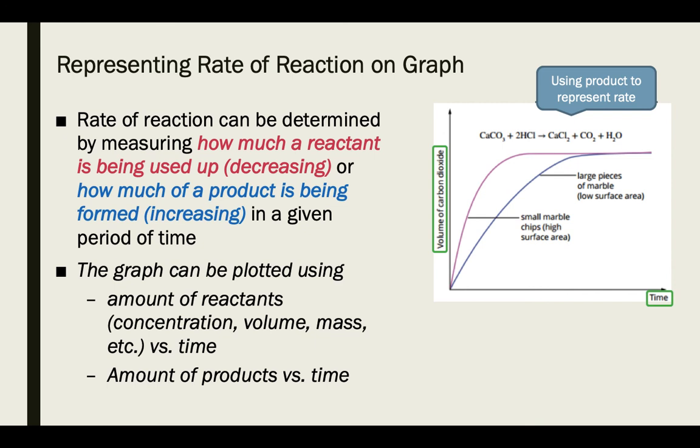So when we use larger particles, it takes this amount of time to complete this reaction. But when we switch to smaller particles, then the curve becomes steeper and the reaction has completed within a much shorter period of time. Okay? So the gradient represents the rate of reaction.